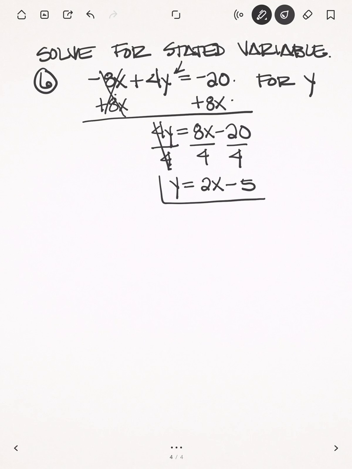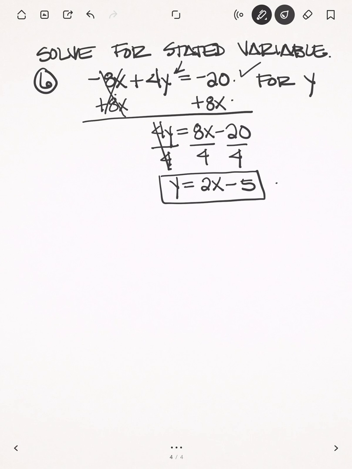Notice what we have here. We have an equation that's solved for y. So it's in the form y equals mx plus b. So if they gave me this equation at the beginning and said, find the slope and the y-intercept, what would I have to do? Well, I'd have to solve for y and make it look like this. So I can tell that my slope is 2 and my y-intercept is negative 5. That's why we need to learn how to solve for a variable like this.